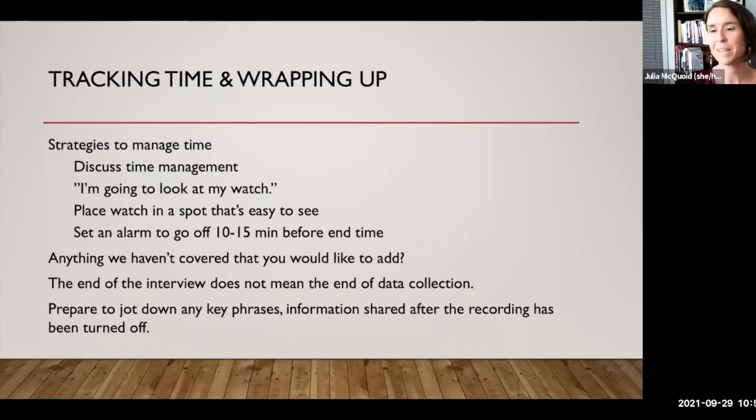Tracking time and wrapping up. Speaking of which, we're almost at the top of the hour when I said we were going to take a break. So, strategies for managing time.